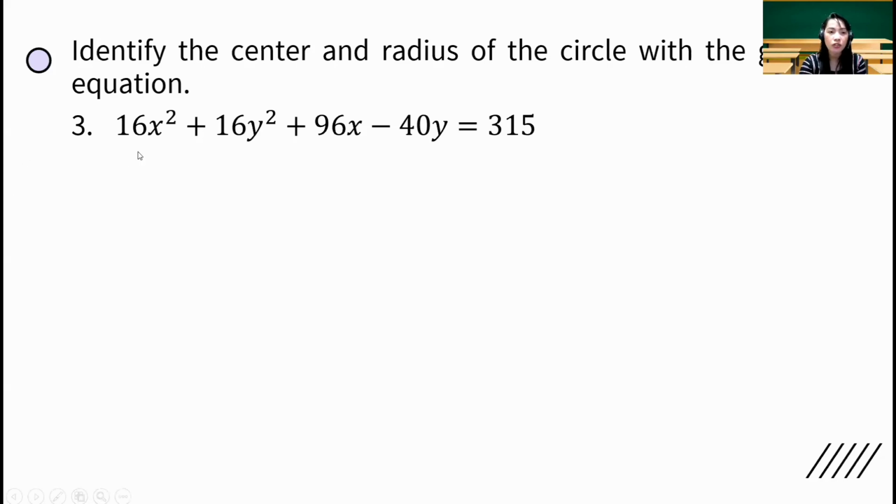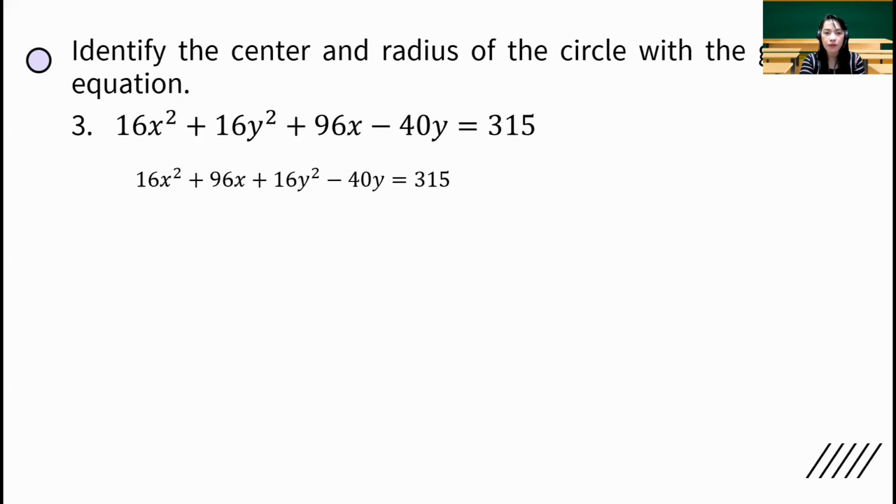From here, kung makikita nyo, yung coefficients ng x squared and y squared parehong 16. So, paano natin ma-complete or how to complete the square in terms of x and y? So, first step is for you to rearrange the terms. Ibig sabihin, itabi-tabi mo muna yung terms na may mga variable x and itabi mo yung terms na may variable y. So here we have 16x squared plus 96x plus 16y squared minus 40y equals 315.